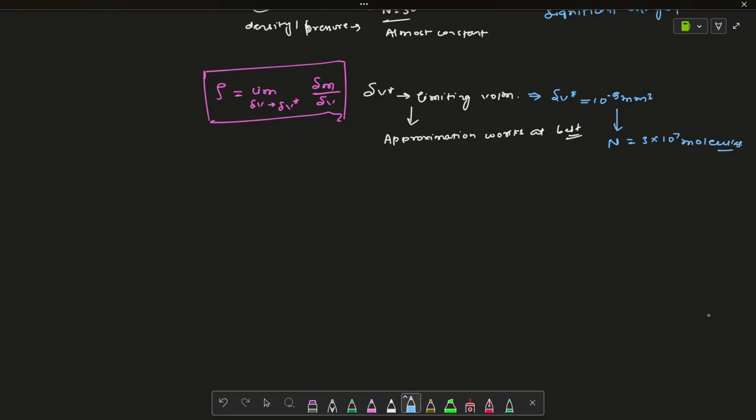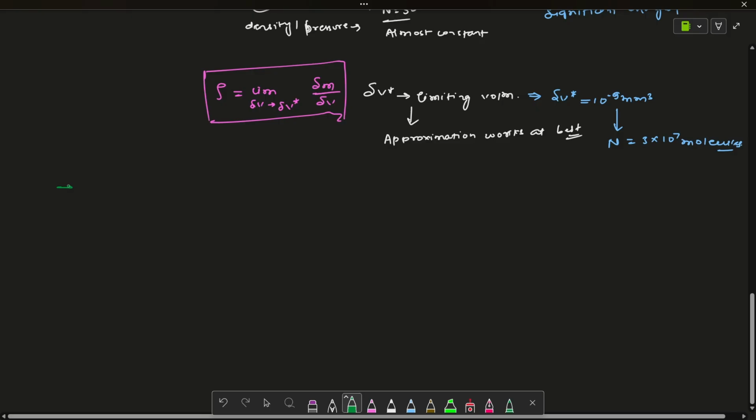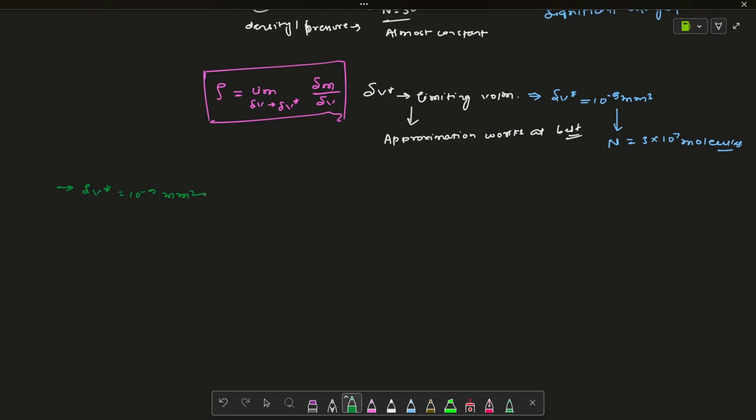One more point we can draw from these values: the limiting volume is coming as 10 to the power minus 9 millimeter cube. If we see all the physical dimensions in this world, or the dimensions that we are going to deal with in this topic, they are much larger than this limiting volume. So this method is known as continuum physics, or continuum fluid.